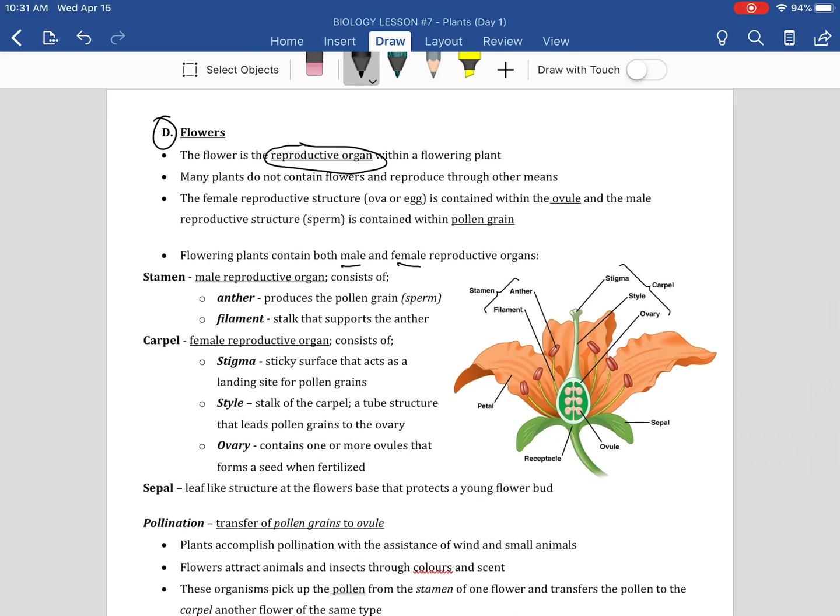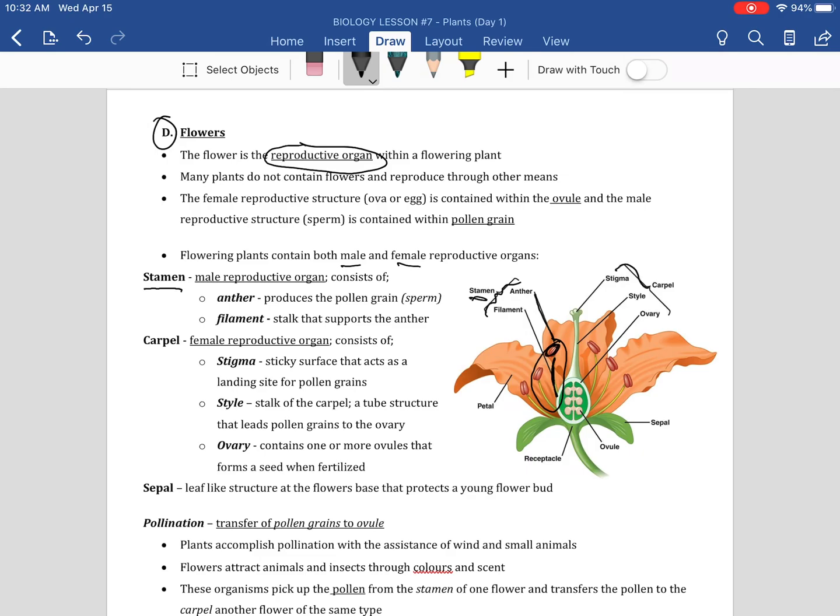So let's take a look at the male reproductive structure. This is the stamen. The male reproductive organ, the stamen, consists of the anther, which is this part right here. It contains the pollen, which is the sperm, and then you have the filament, which is the stalk that supports the anther. So that is the stamen, the male reproductive organ.